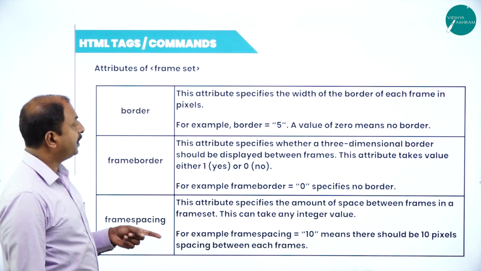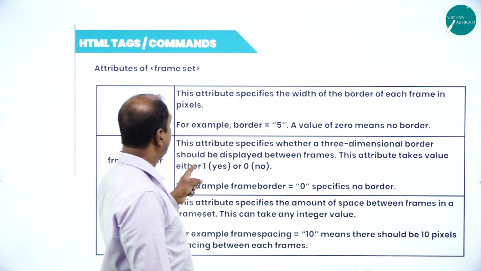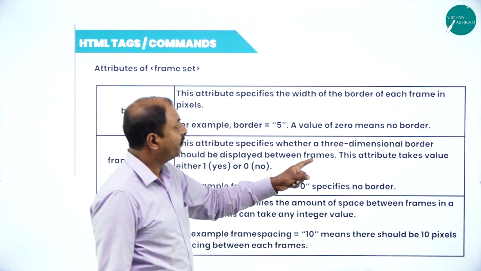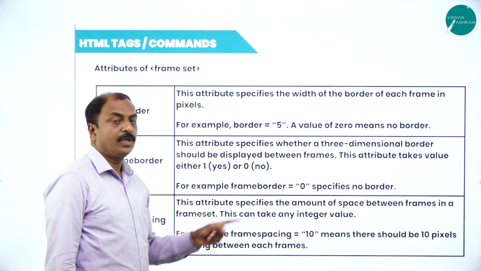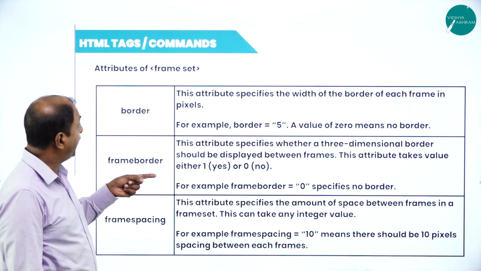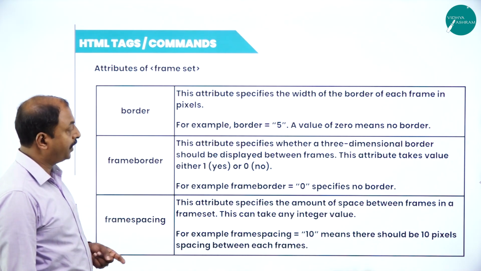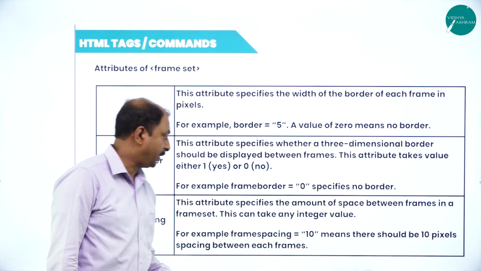Second, frameborder. This attribute specifies whether a 3-dimensional border should be displayed between frames. This attribute takes a value of either yes or no. It is another attribute of the frame tag, that is frameborder. This is an example: frameborder equal to 0 specifies no border.